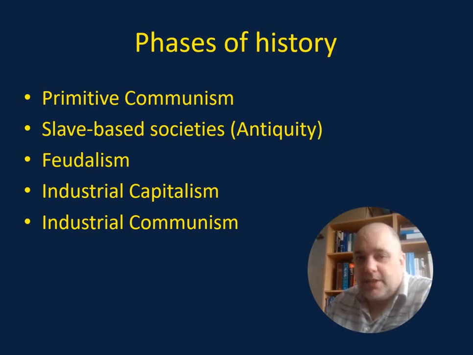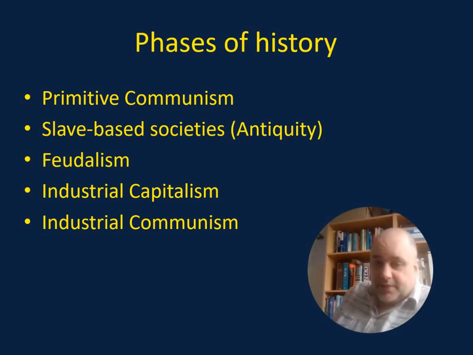So the first phase of history Marx called primitive communism, and essentially this is the Stone Age. This is the period when human beings are living in small bands and essentially living off the land, hunting and gathering. Marx called this primitive communism because he believed that in this period there were really no economic divisions in society.